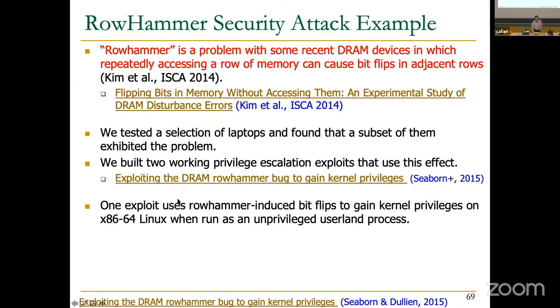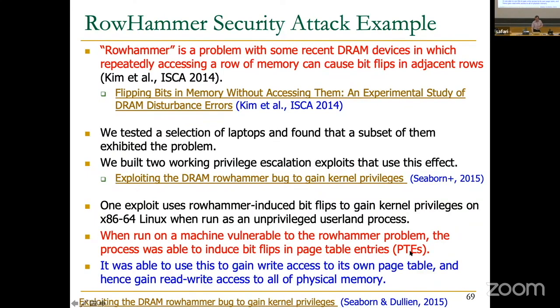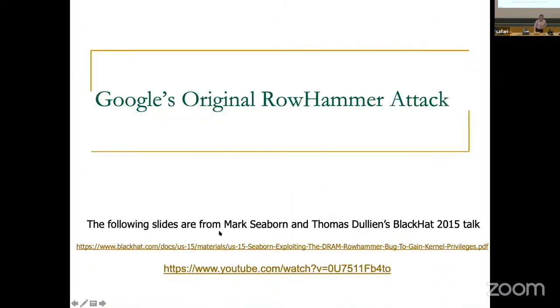Essentially, these are all their own words. They use RowHammer-induced bit flips to gain kernel privileges on x86 Linux when run as an unprivileged user-land process. So they were able to induce bit flips in page table entries. And they were able to gain write access to their own page table of the user level process. And if you gain write access to your own page table, you can change anything you want, right? So that's the idea over here. So let's take a look at how they did it, because now you have, I think, the background to understand this, at least at some level.